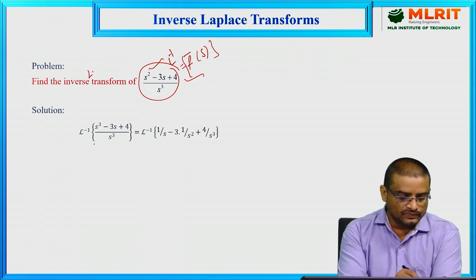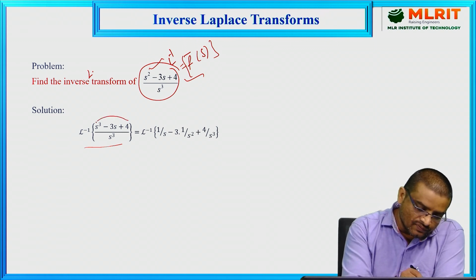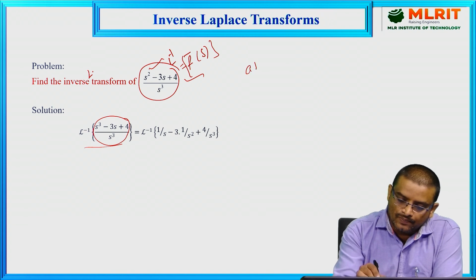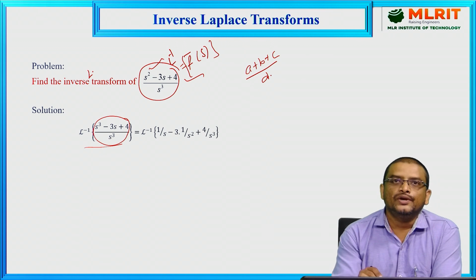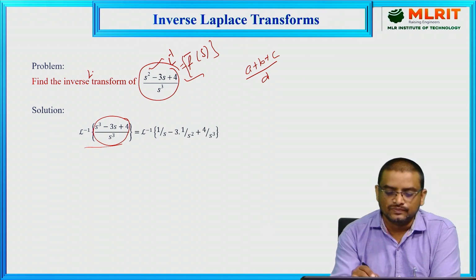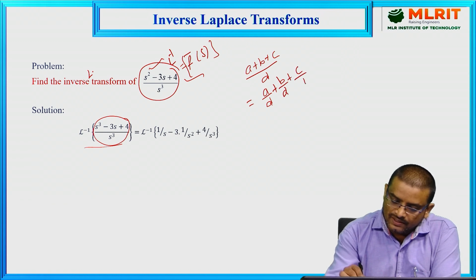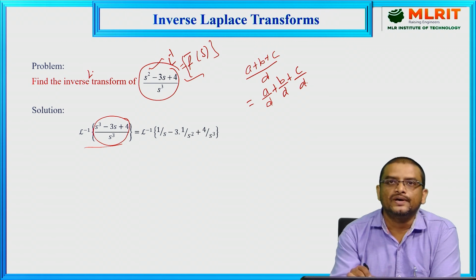Now for the inverse Laplace transform, this is the function we have. If you observe this function, it is of the form a plus b plus c by d. In the numerator we have multiple terms, whereas in the denominator we have a single term. Whenever we have this, we can take it as a by d plus b by d plus c by d. So you divide the numerator by the denominator separately.